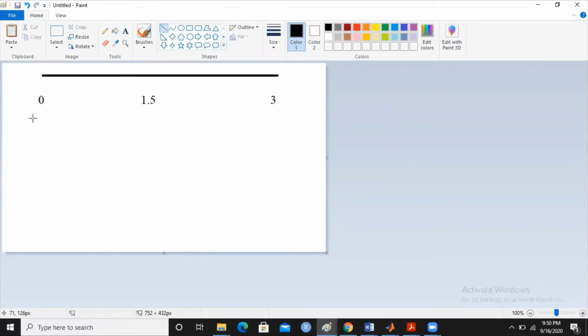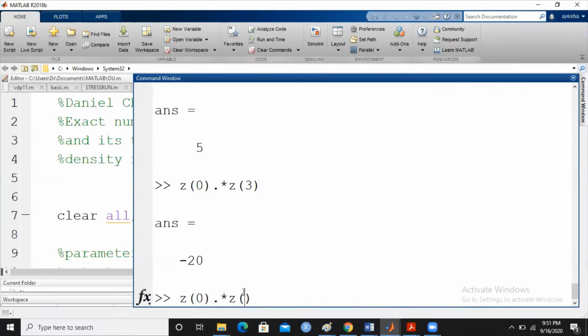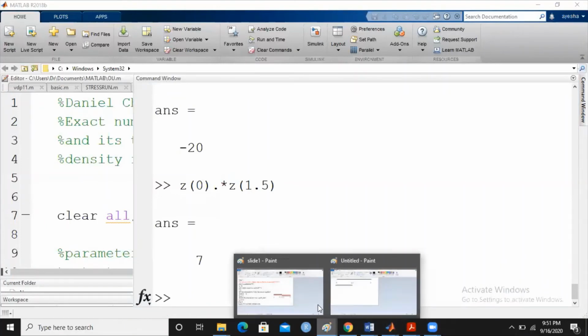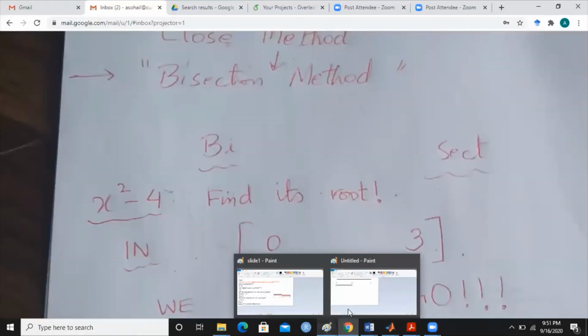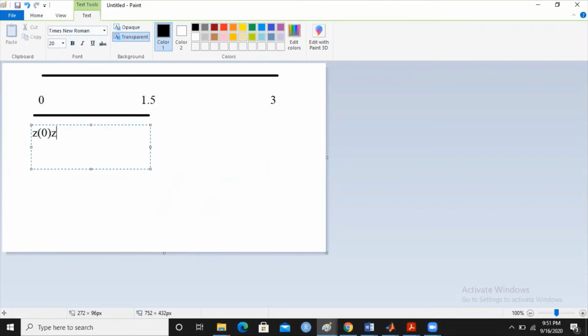So now let me first check the functional values in this subinterval. I want to check z of 0 times z of 1.5, whether it is a positive or a negative number. Their product is 7. Now what is z actually? z is x square minus 4. Here you will get the value minus 4 and here you will get another value. So 7, which is greater than 0. So students, z of 0 times z of 1.5 is greater than 0.